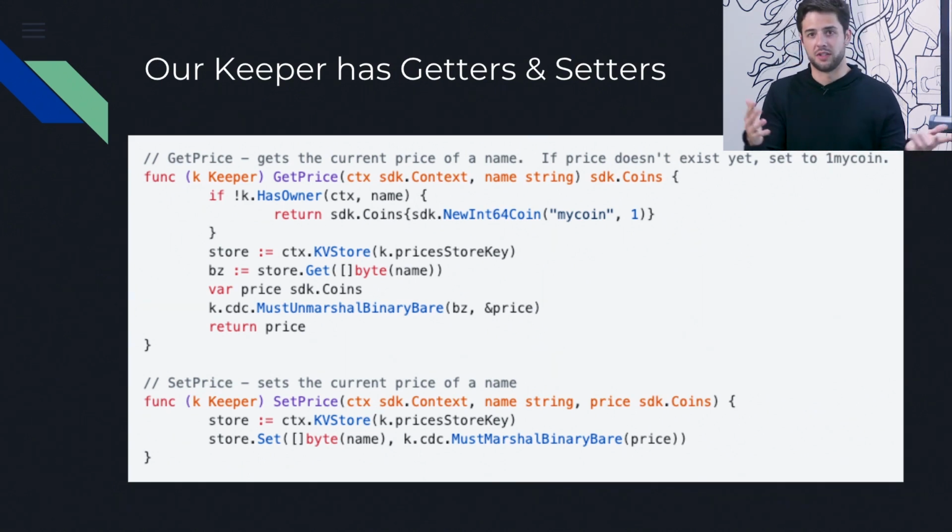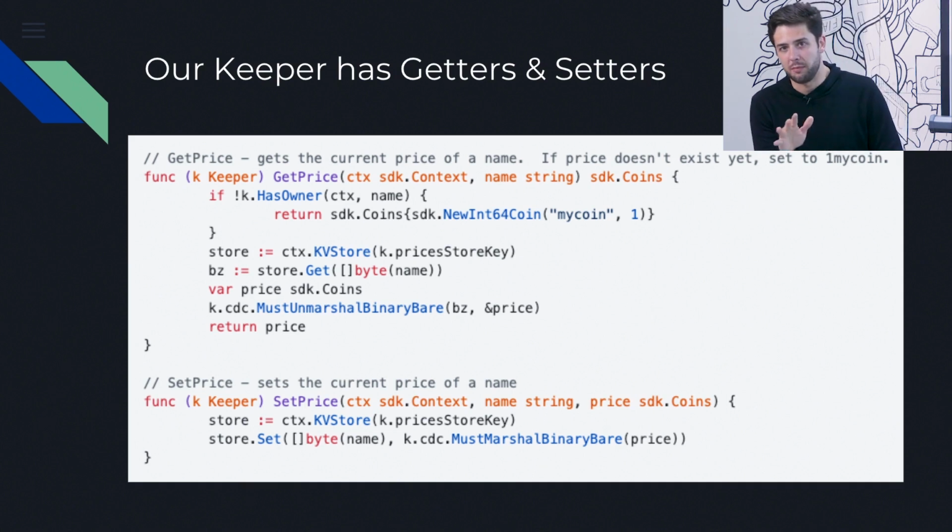And the name. So obviously, if we want to get the price for a name, we need to give it the name. So first, we're going to check if it has an owner. And if it doesn't, we're going to return the base price, which is 1 coin. Obviously, it says my coin here, but that can be parameterized out and given whatever denomination you'd like. Pretty easy to work with that code there.